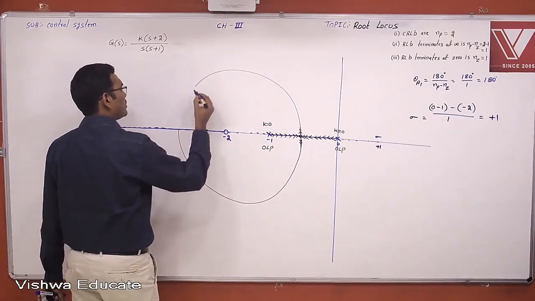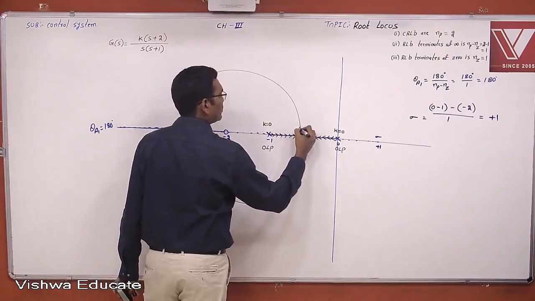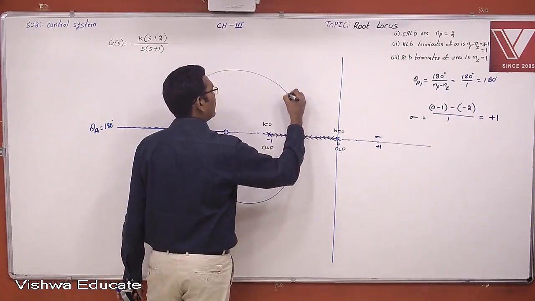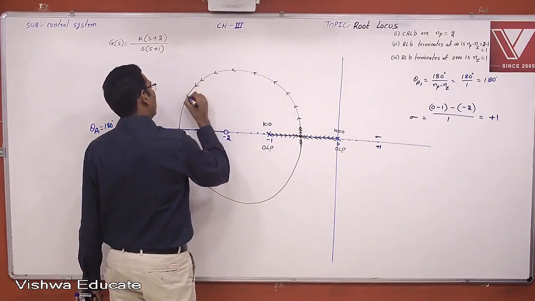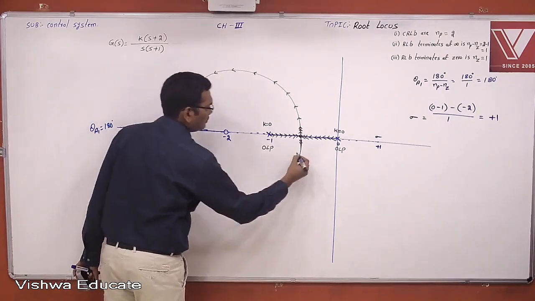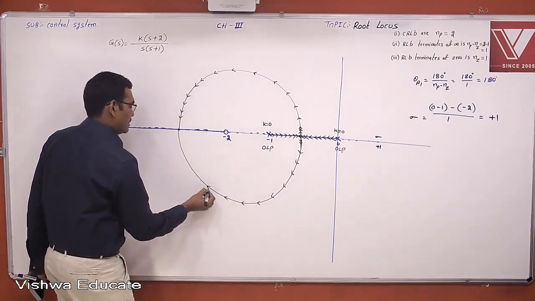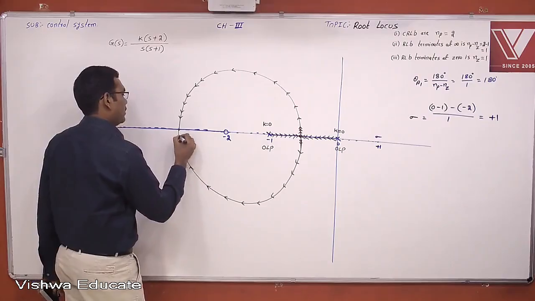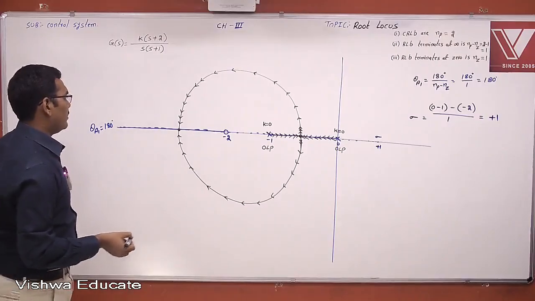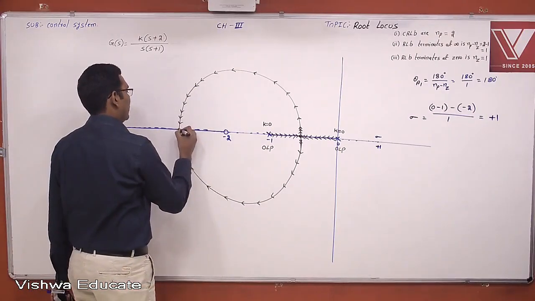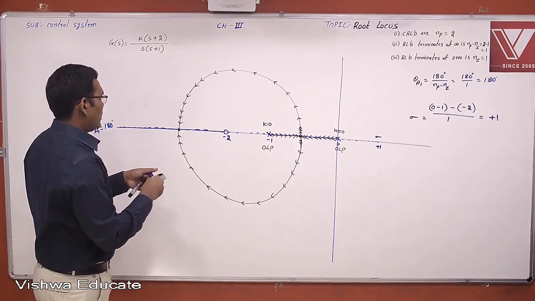And these two root locus branches enter into the real axis at a particular point. This particular point is nothing but a break-in point.